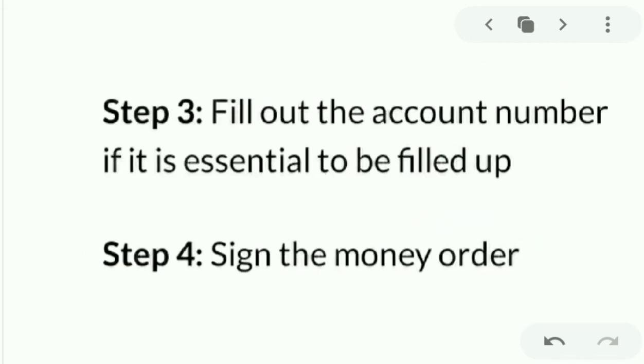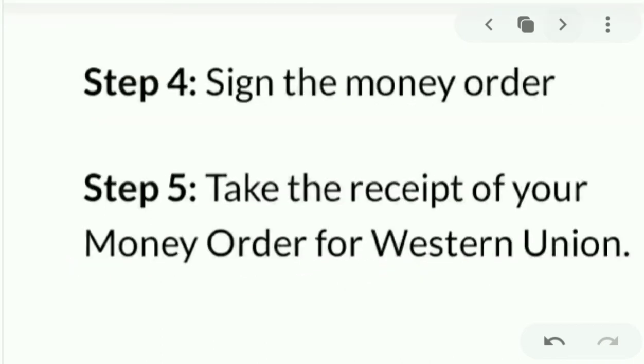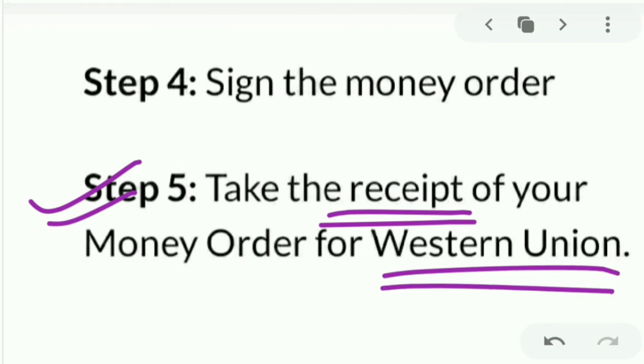The third step is filling out the account number. You need to fill out your account number only if it is necessary. Step 4 involves signing the money order. You need to sign the money order. Step 5 is to take the receipt of your money order. You need to keep the receipt of your Western Union money order.